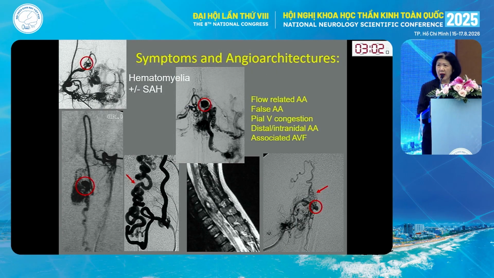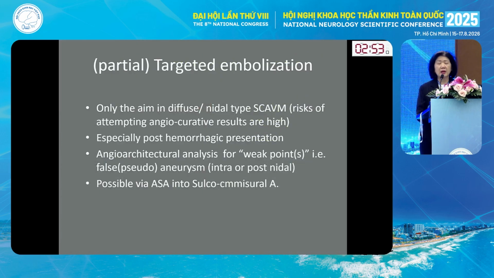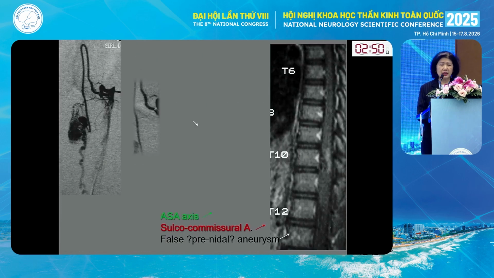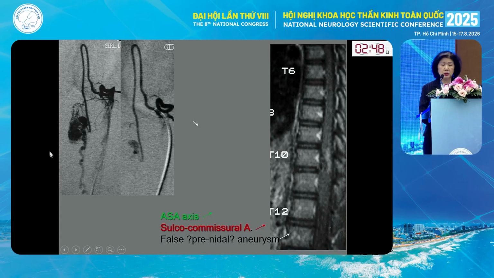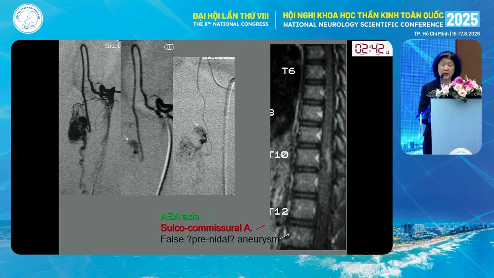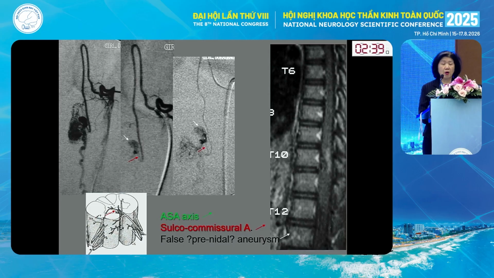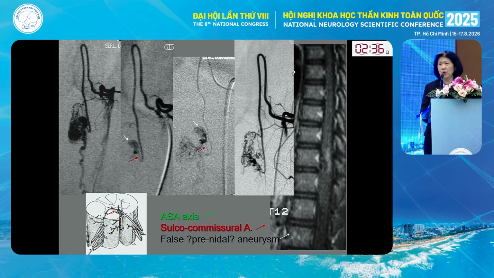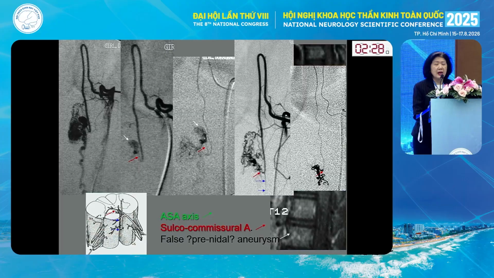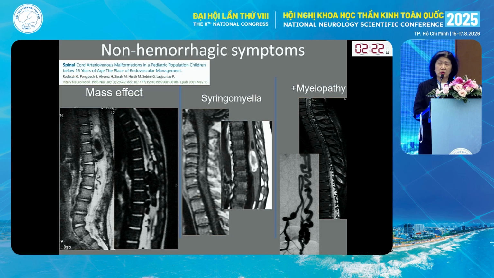There is a real angioarchitecture responsible for the hemorrhage that we call the flow-related aneurysm, the false aneurysm, and the venous congestion. So we do partial embolization. That means we just hook into the aneurysm that is creating the bleeding in the spinal cord. If we embolize that very fragile angioarchitecture, you can live with a little tiny nidus. You don't need to eradicate all the nidus, because you will be in trouble if you try to do that. This is how we do it little by little to get a better outcome.